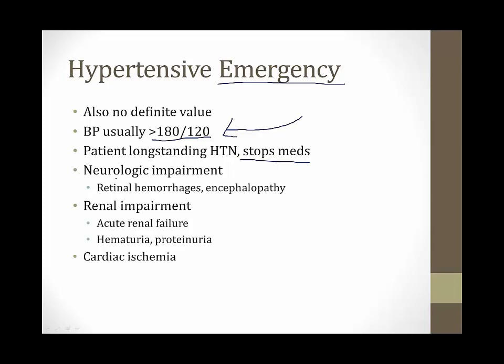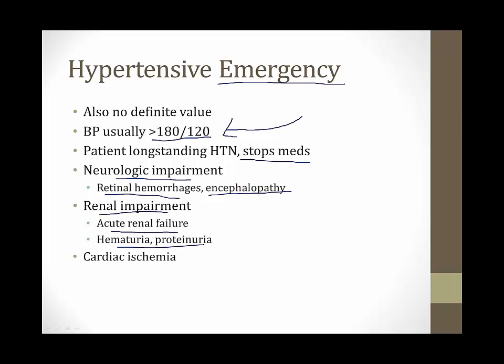Well, patients can develop neurologic impairment. This can present as problems with vision. There can be retinal hemorrhages, which you can see on fundoscopic exam, and the patient can develop confusion, which is evidence of encephalopathy. There can also be renal impairment. Patients who have poorly controlled blood pressure can develop acute renal failure. They can spill blood cells and protein into their urine, and this is all evidence of hypertensive emergency.